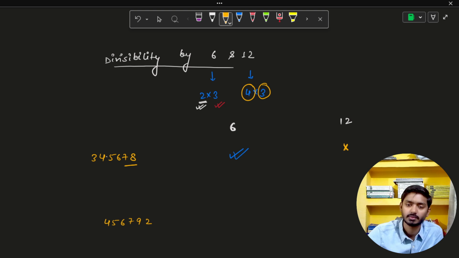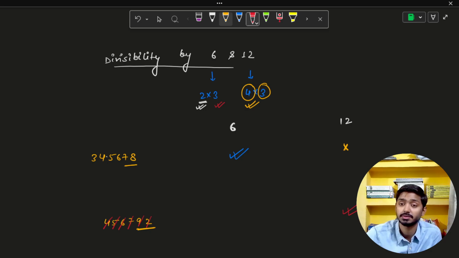Let's check this one, just for 12. If something is divisible by 12, it obviously would be divisible by 6 as well. So we are going to check for the divisibility by 4. 92, the last two digits, is divisible by 4. So that's a good sign. Let's check for divisibility by 3. If we add these, 9 gets cancelled, 6 and 9 anyway get cancelled, 7 and 2 is 9, gets cancelled. So the number is divisible by 12 very clearly.